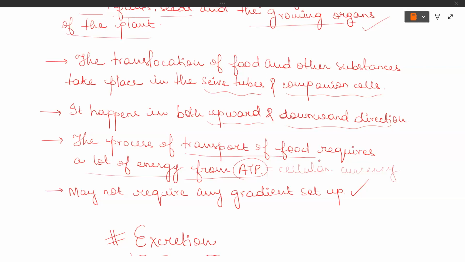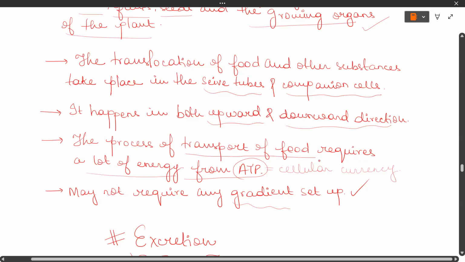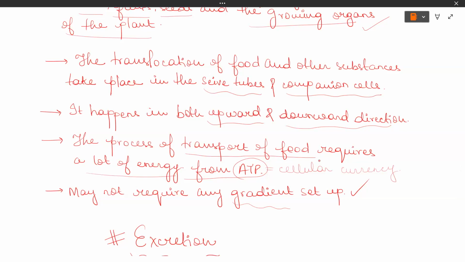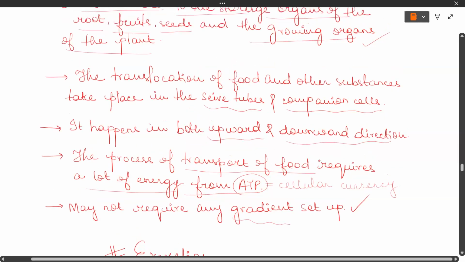And it may not require any gradient. If we have energy, then obviously we do not require any gradient. Gradient is only required in processes that do not use energy. But the process that does use energy would not require any concentration gradient setup. Is it clear? Do you have any doubts up till now?